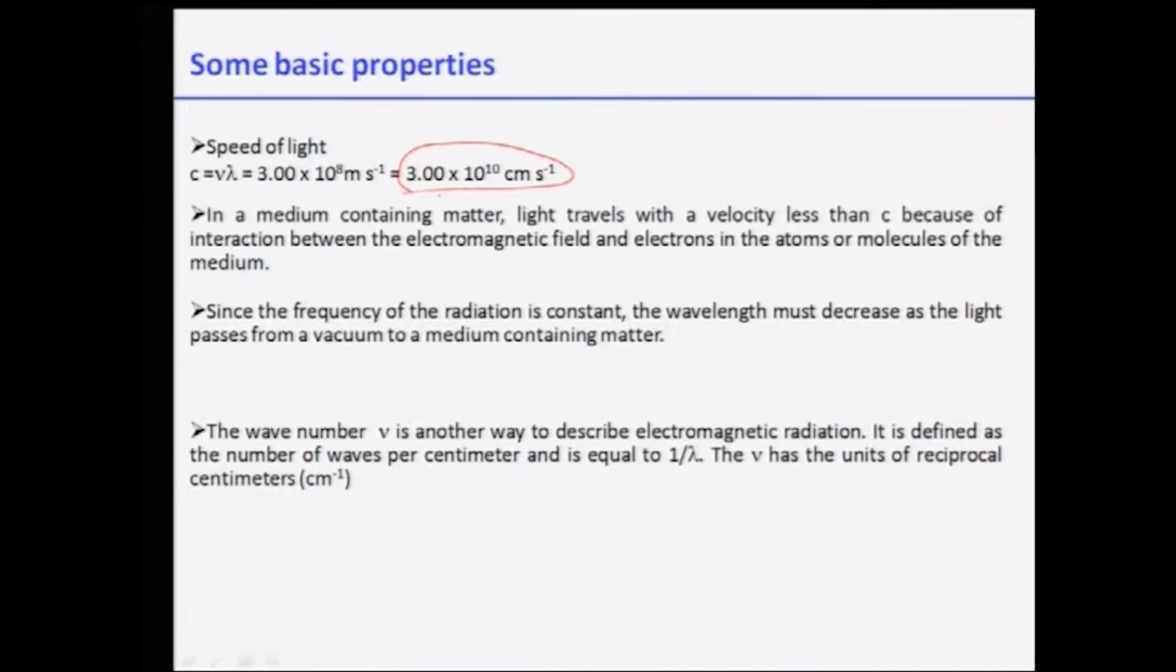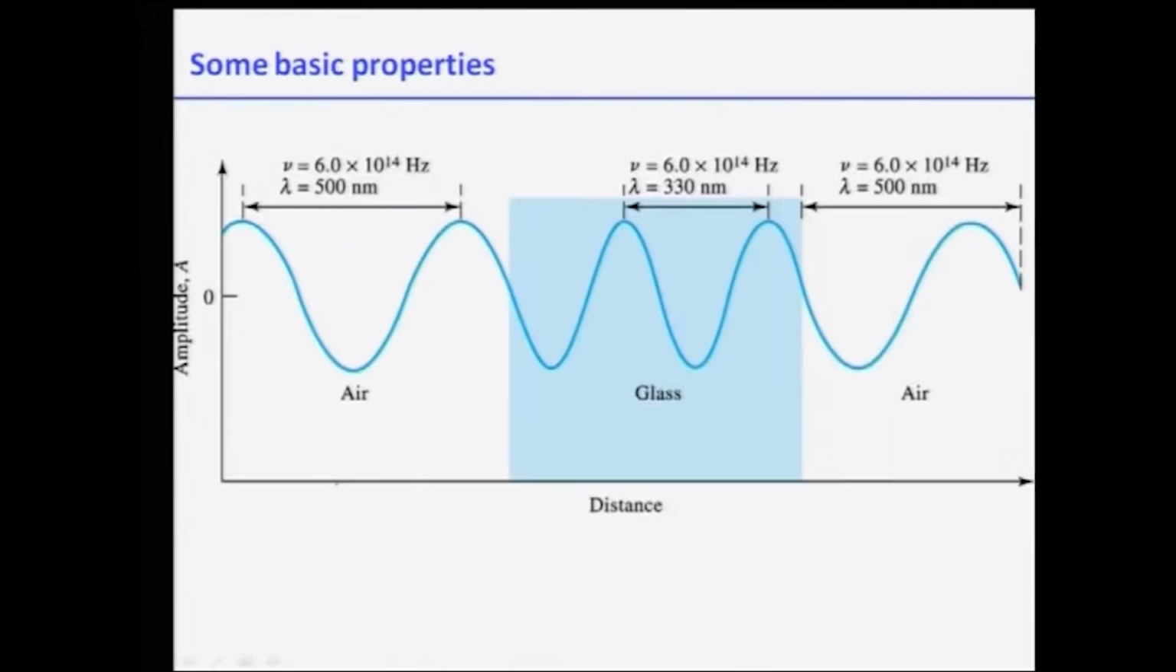Many times we represent the wave number, nu bar, as another way to describe electromagnetic radiation, and this is used in spectroscopic techniques. That is why I would like you to know it is nothing but 1 by lambda. So its unit is the inverse of lambda. Lambda is in nanometers, so this is in nanometer inverse, or it can have a unit of centimeter inverse also. That means it has a unit of inverse distance. This is what is shown here. This is the amplitude, this is the distance.